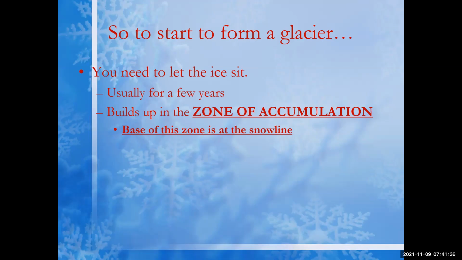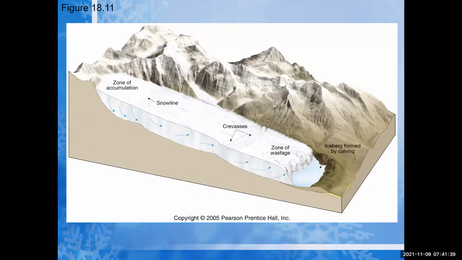All right, so this is what this system looks like for an alpine glacier, at least. The higher altitude portion of the glacier is going to be that area defined as the zone of accumulation, and the base of that zone is the permanent year-round snow line. So here's our zone of accumulation.